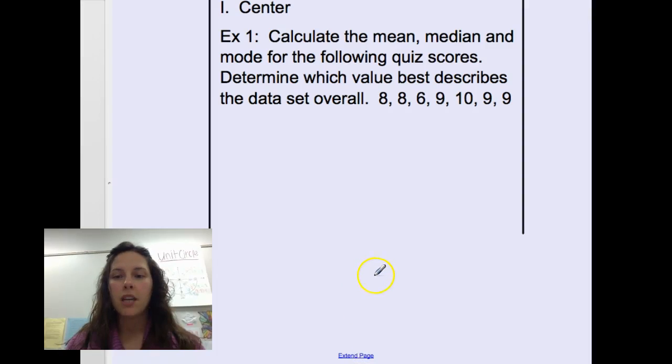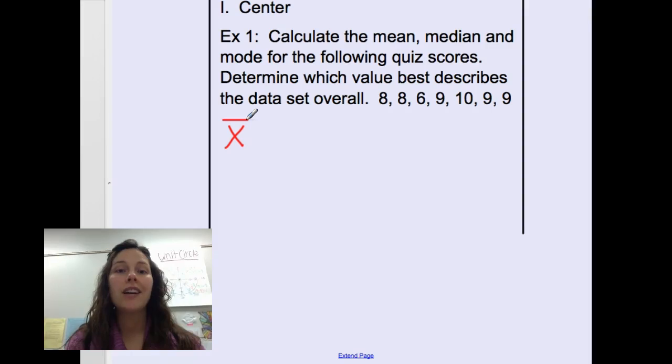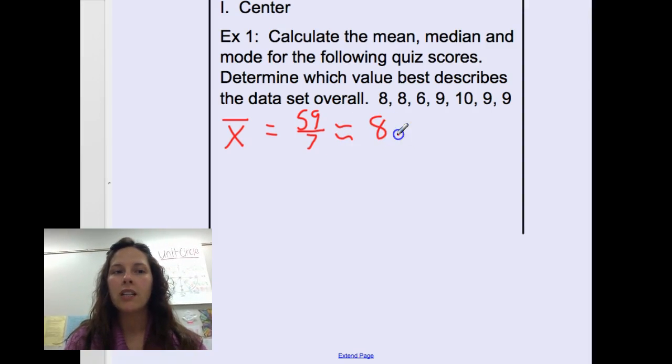All right, starting with the mean, we're going to add up all of our values. One thing that might not be review, you may or may not have seen this notation for the mean before. This is called X bar. It just notates the mean. It's a different way to represent or to say the mean. So we're going to add up all of our values. When I add them all up, I got 59. And then we're going to divide by the total number of data values. We have 7 data values. 59 divided by 7 is about 8.429.